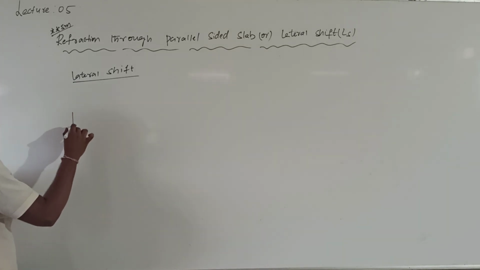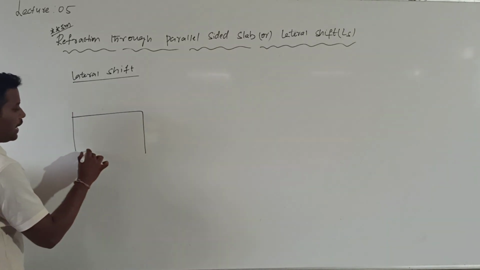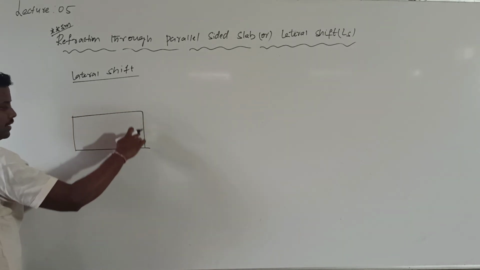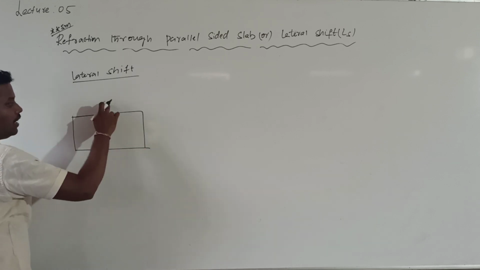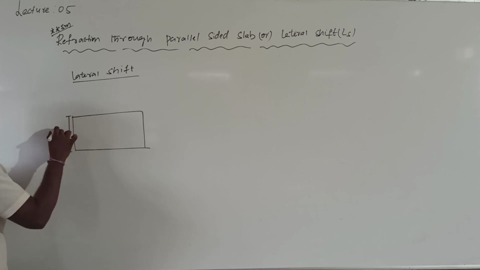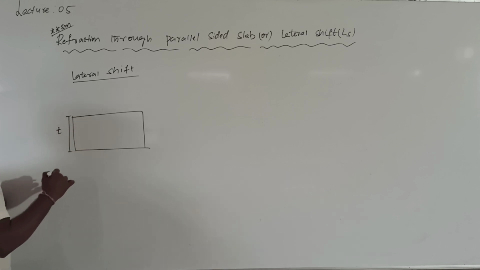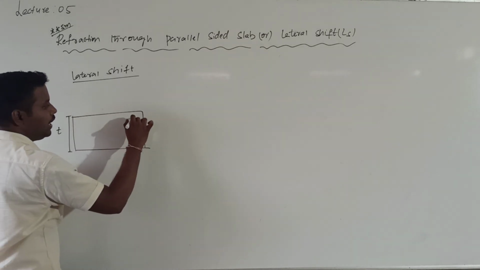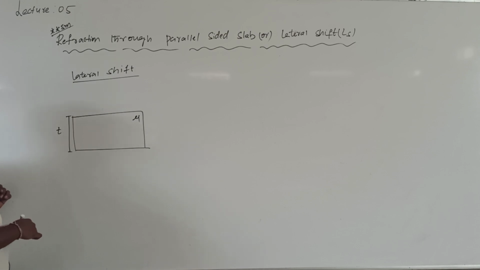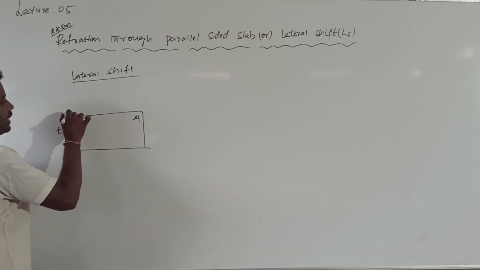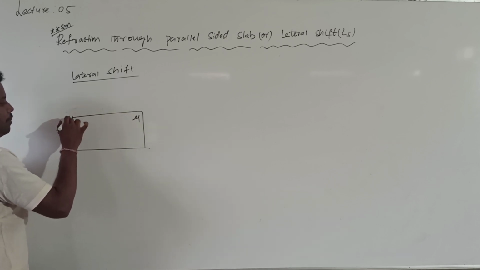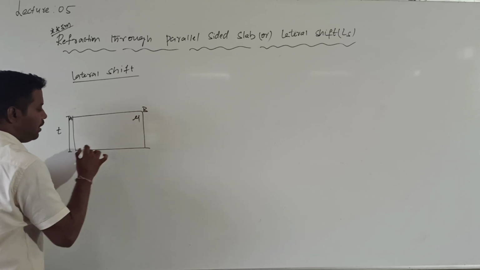So let me consider a parallel sided glass slab. One glass slab with sides parallel, these two sides are parallel, such that the thickness of this glass slab is T. The refractive index of this glass slab, let me write mu or n, your wish. Mu is the refractive index. Now this face I will call AB, and this side I will call CD.